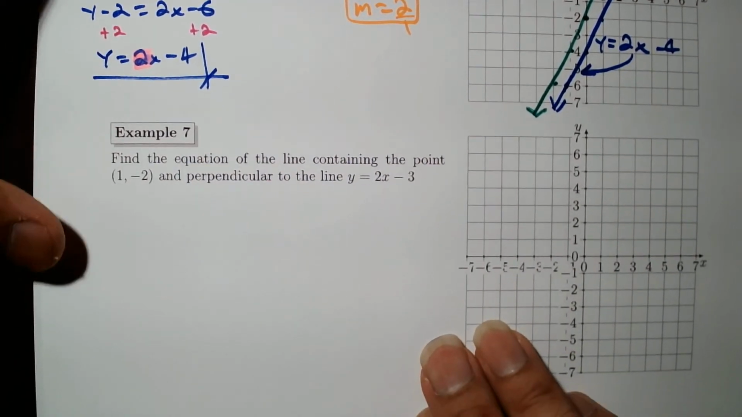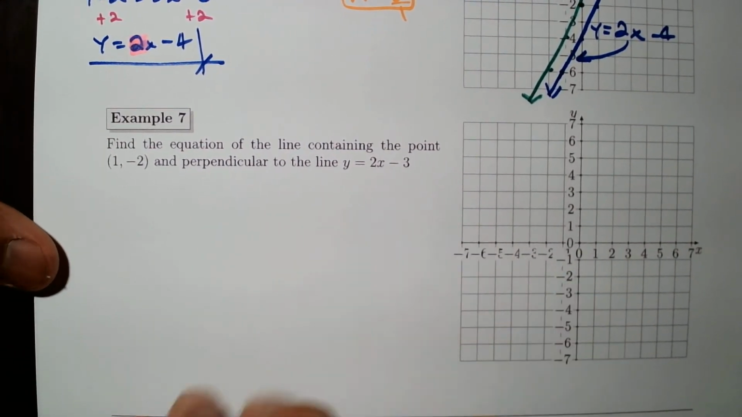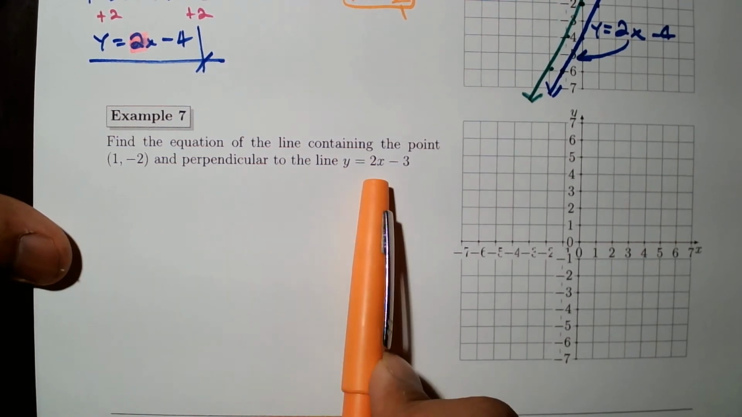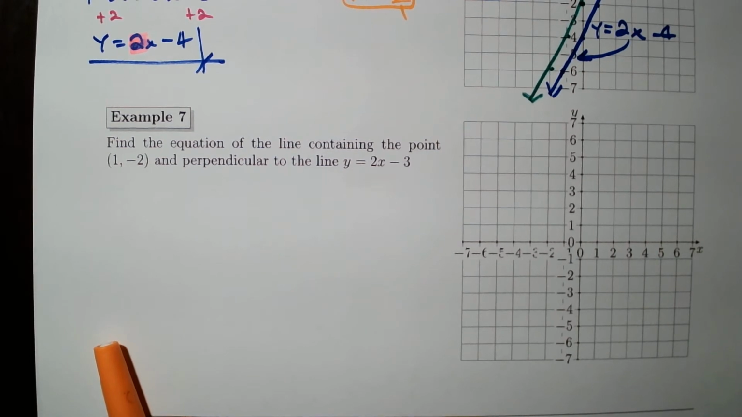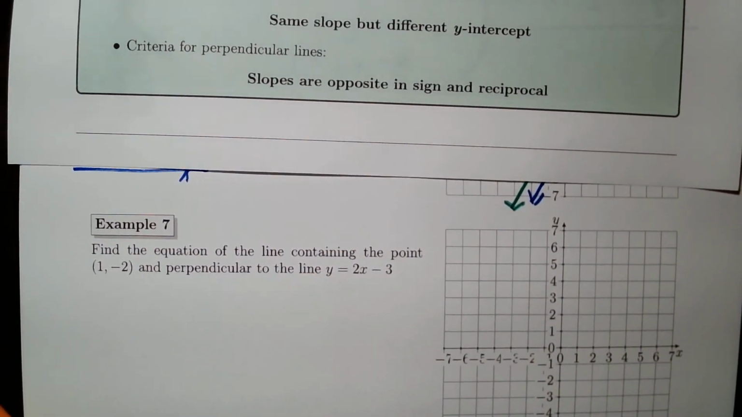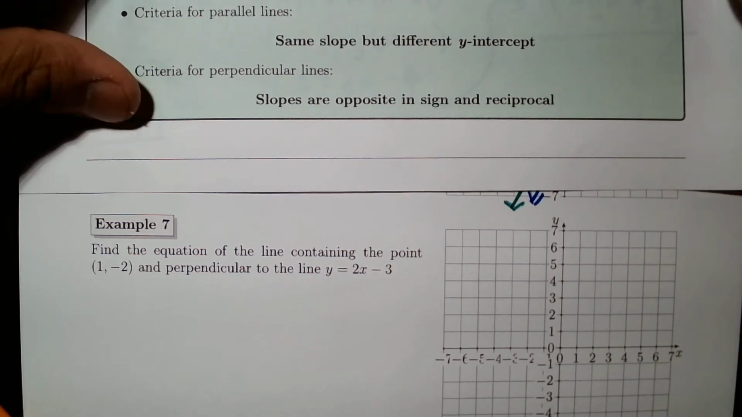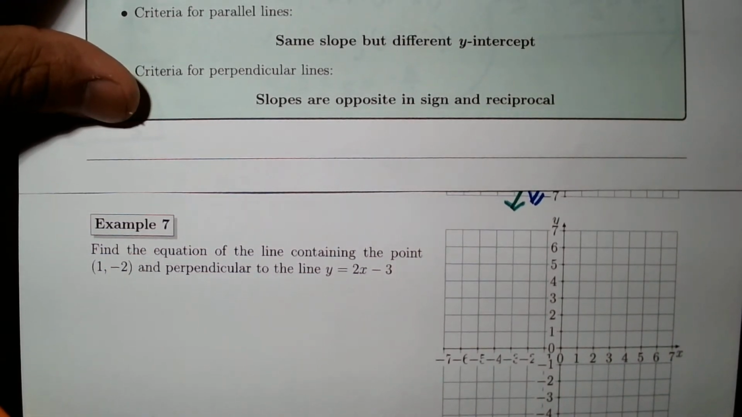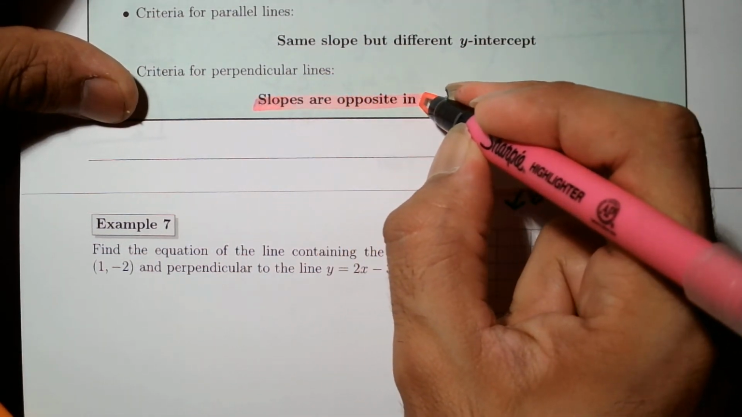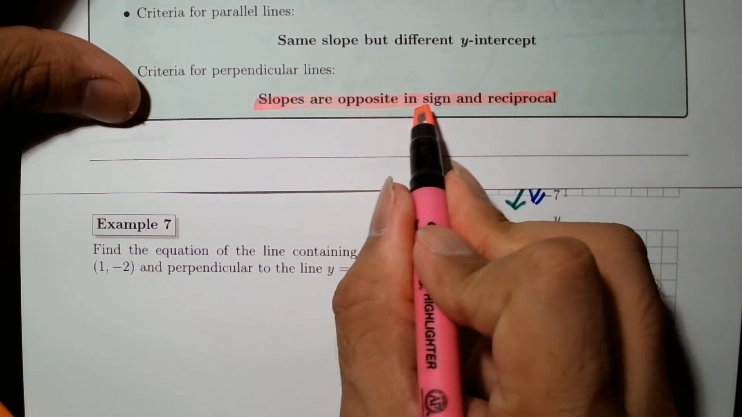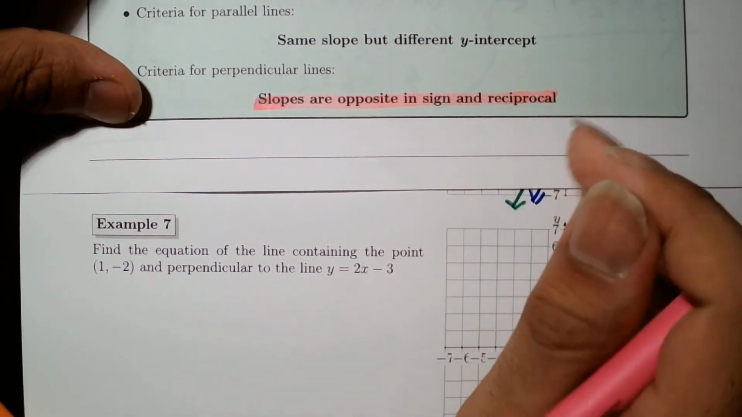Okay, let's do another example. Find the equation of the line containing the point 1, negative 2, but perpendicular, not parallel this time, but perpendicular to the line y equals 2x minus 3. So it would be a good idea to review the criteria for perpendicular lines. For perpendicular lines, we need to get the slope for the given line and then do two things to it. Number one, change the sign and find its reciprocal.